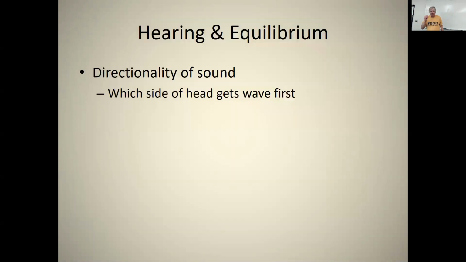Okay, directional sound. How do you know where sound's coming from? It's which side of the head gets the wave first. This is pretty impressive, because how fast is sound at sea level? It's about 750 miles per hour, I think. So you hear a sound over here, and the sound hits this ear first, causing the basilar membrane in this ear to start vibrating before it hits this ear.